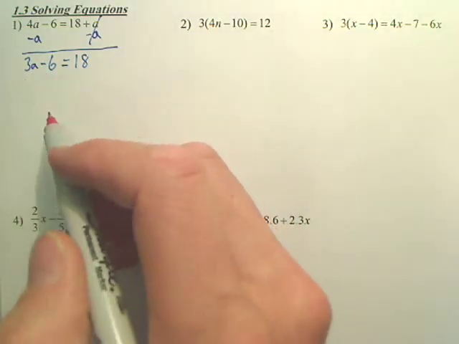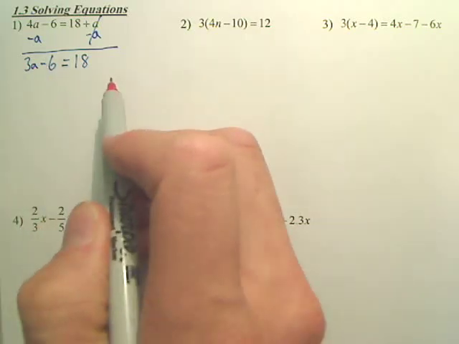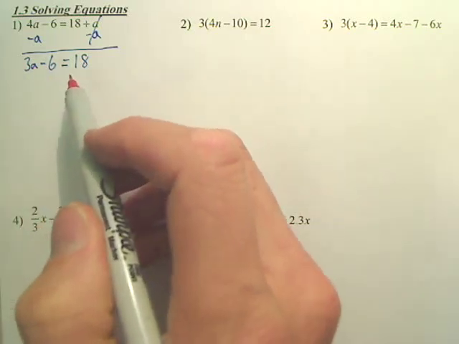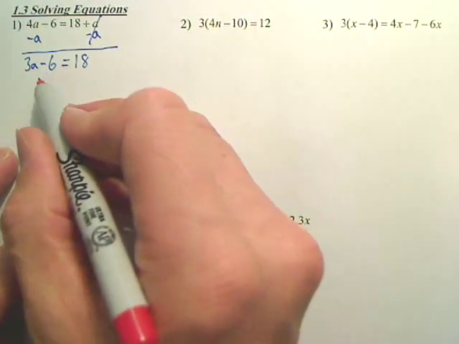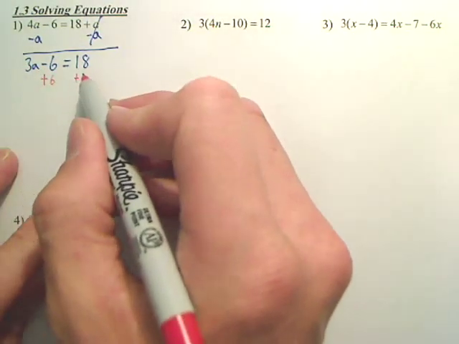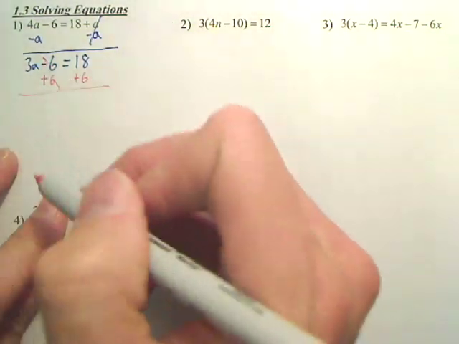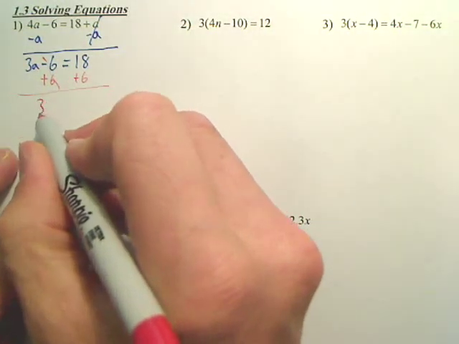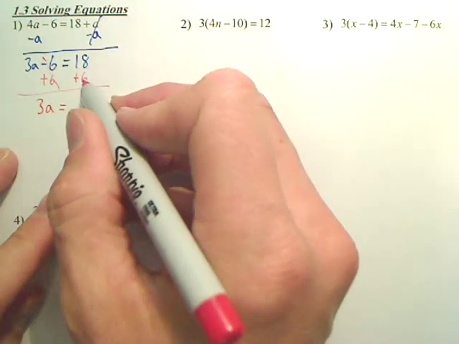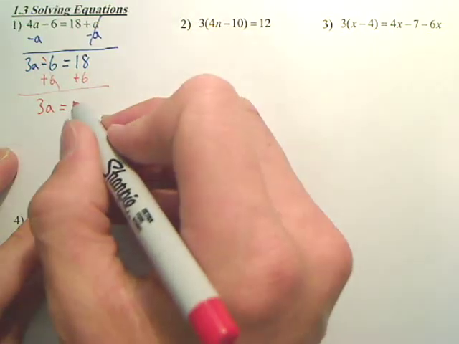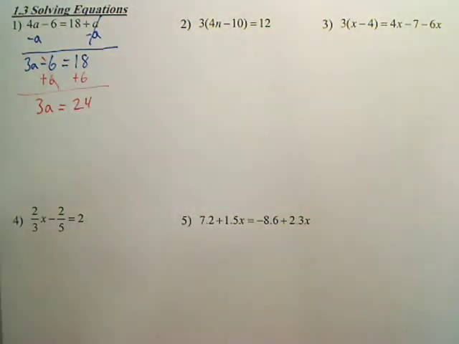Our next step, get this negative 6 over. The opposite of minus 6 is plus 6. That cancels, leaving you 3a. Here, that leaves you 24. Now, looking at that, some of you can guess the answer. Can you tell it's 8?